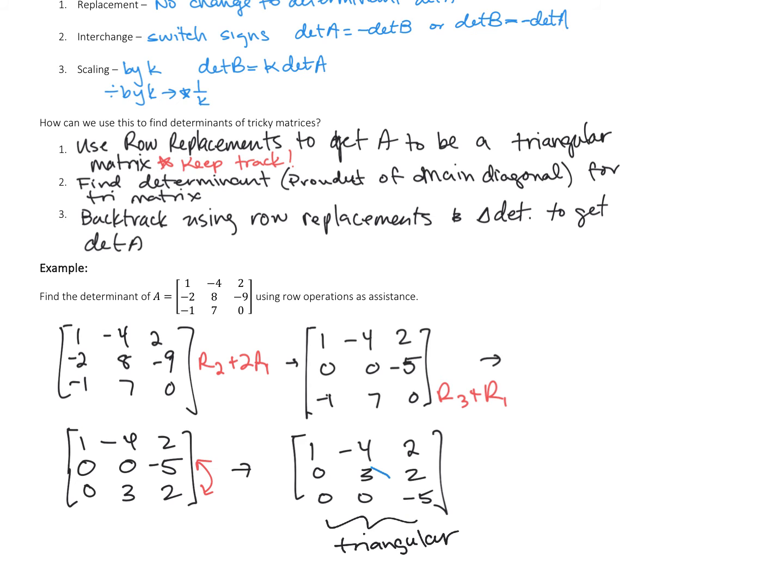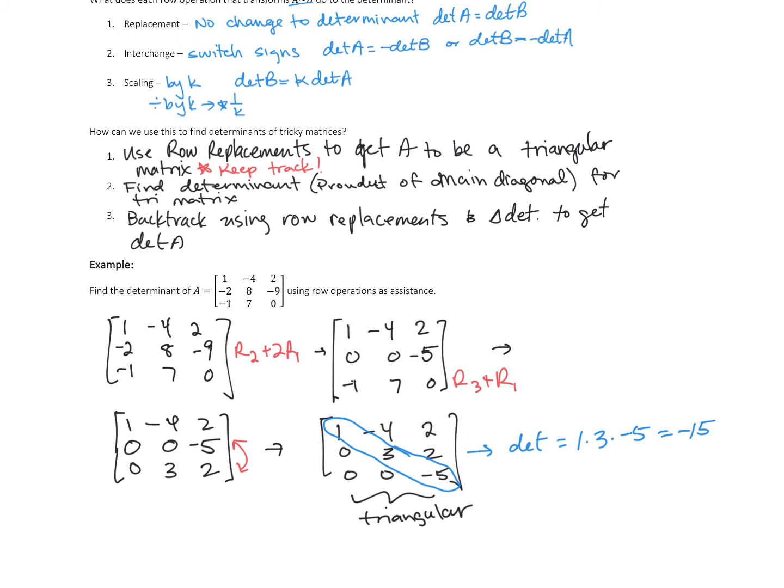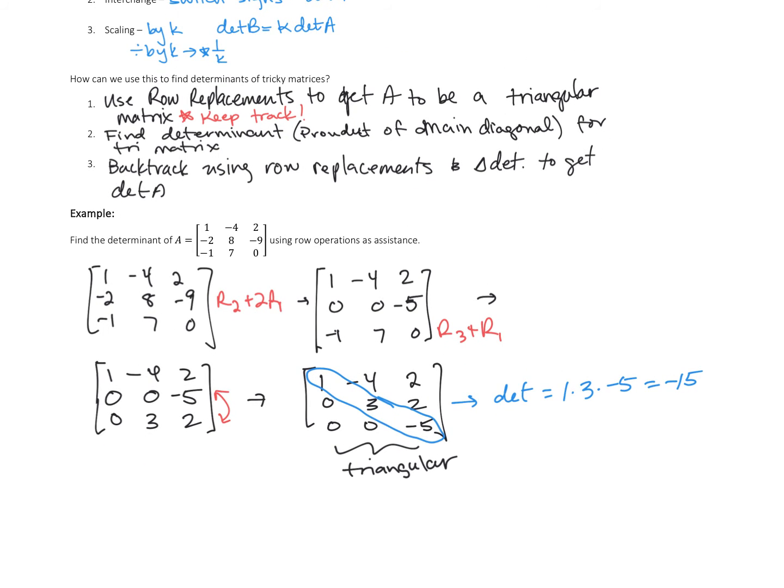So here we go. You ready? I'm going to take those numbers here. So the determinant of this guy is equal to 1 times 3 times -5, which is -15. And now I'm going to backtrack. So if I go back here, going forward I did an interchange, which means that my determinant switched signs. So this one has a determinant of +15, right? So my sign switched. So this was an interchange.